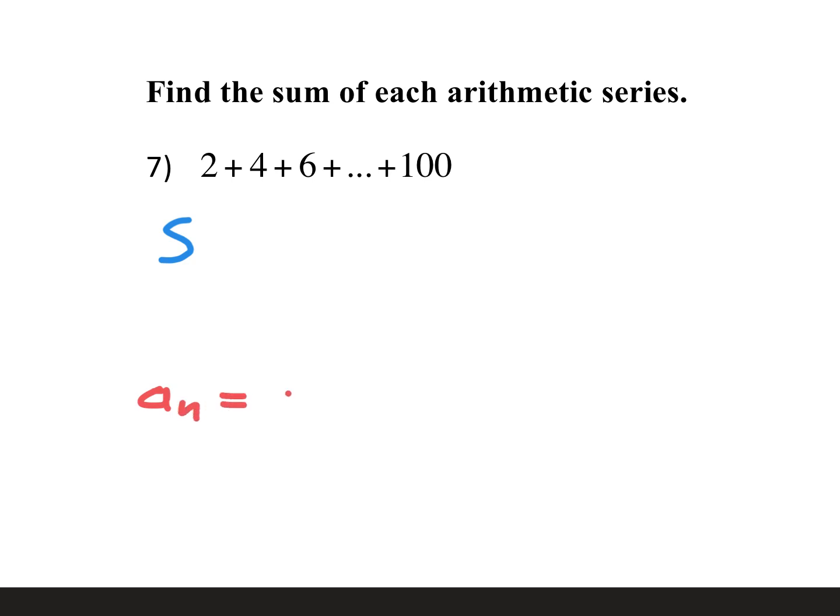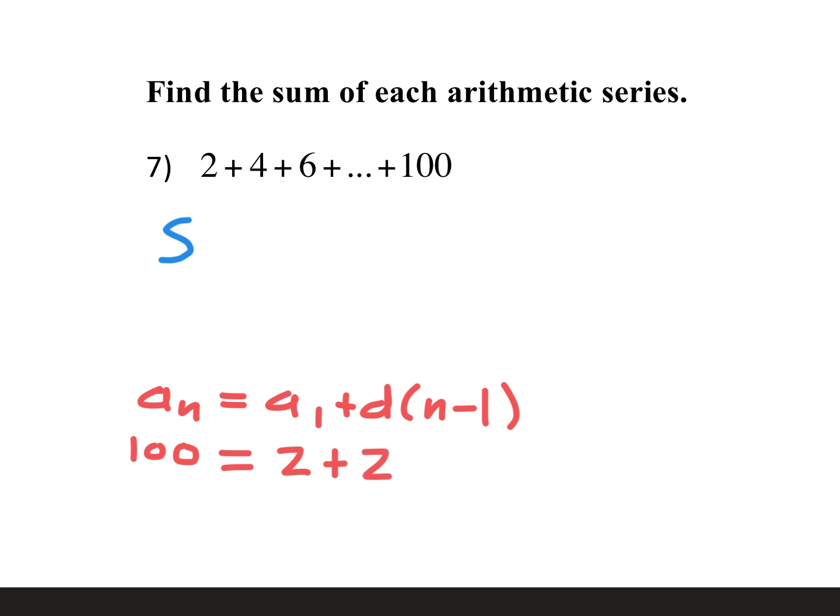All right, so using the AN formula, I guess I'll write the formula again. So we know this formula, AN equals A1 plus D times N minus 1. All right, so AN is 100. A1 is 2. Looking at the list, the items are increasing by 2, so our common difference is also 2. And then what we don't know is how many items are in the list. So we're trying to solve for n. The first thing I would do is subtract the first 2.